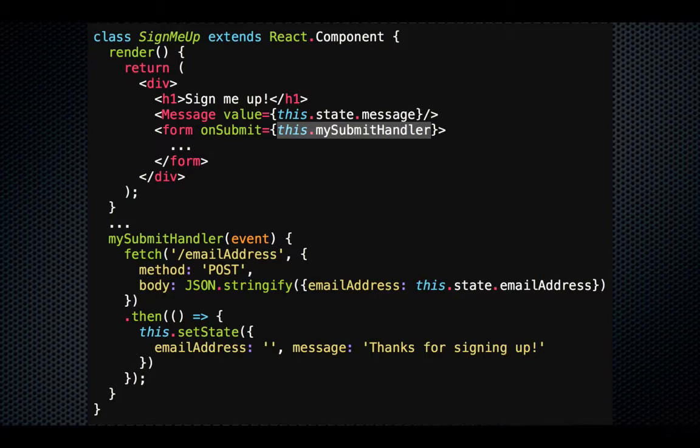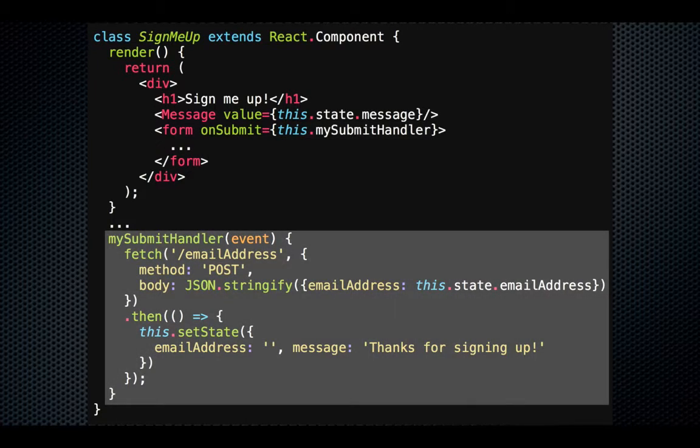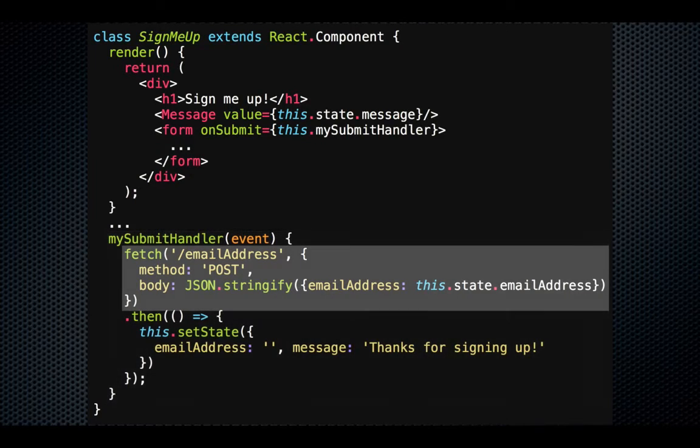Second thing we're going to do is make it so that when the form is submitted, a submit handling method gets called. That method is defined down here. What that method does is it gathers the email address that's set into the current state, and it posts it to our back end.